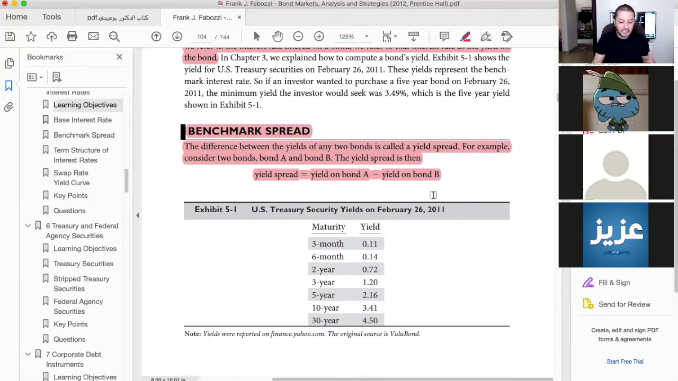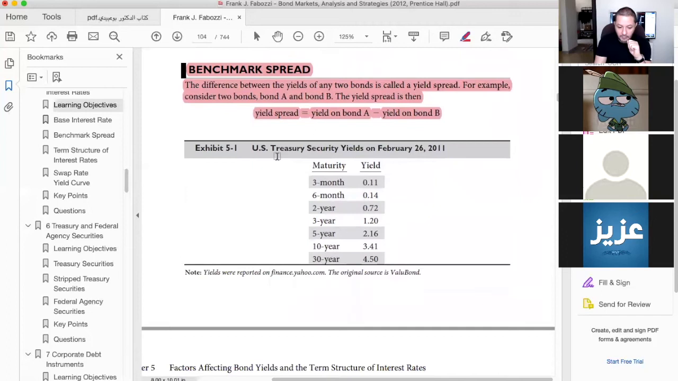So here we have the US Treasury security yields on February 26 for the year 2011, right? So these are the US Treasury security yields. For example, we have here the maturity ranging from 3 months to 30 years. So when we have a maturity less than 1 year, we talk about treasury bill.